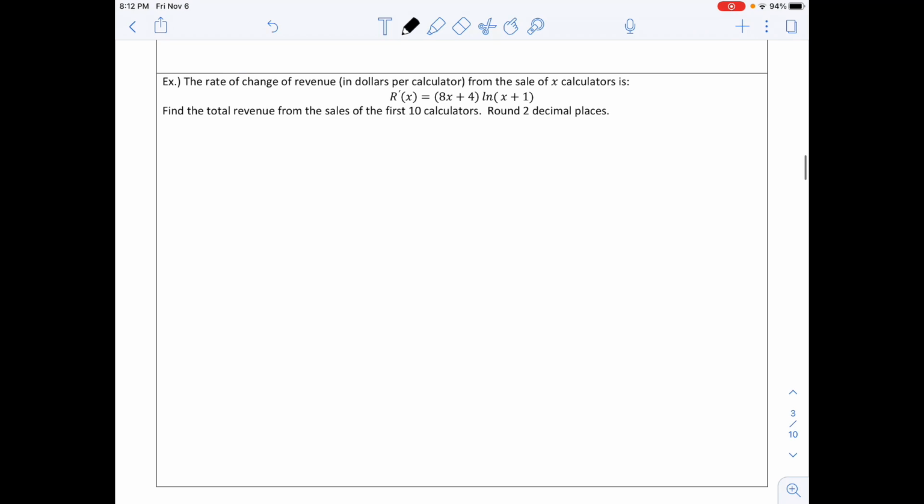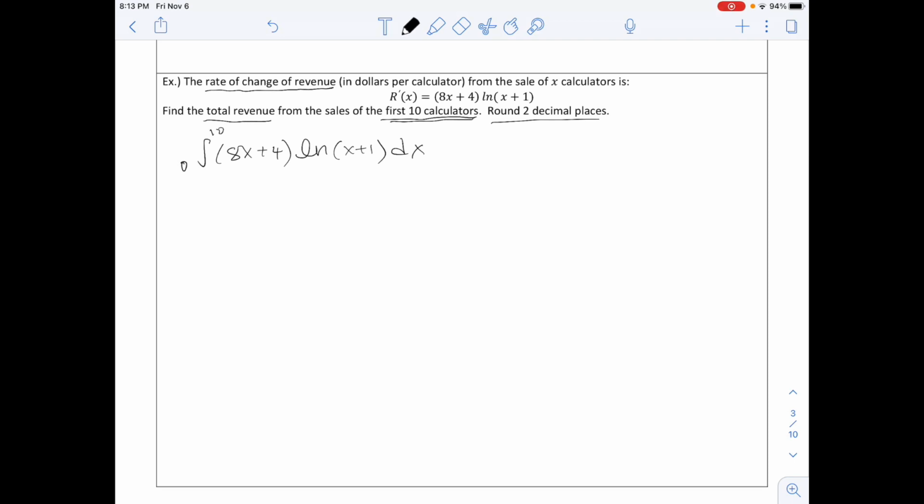Right below that example, it says the rate of change of revenue in dollars per calculator from the sales of x calculators is, and we have a marginal revenue function. I want you to notice that it is the rate of change of revenue, so it is written as a derivative. Find the total revenue from the sales of the first 10 calculators, and then it says to round to 2 decimal places since we are dealing with money. So I need to go ahead and set this up, and so I'm going to have an integral in order to get back from my marginal revenue or my rate of change of revenue to my total revenue function, and that is going to be 8x plus 4 times ln of x plus 1, and I am going to be integrating with respect to x, so dx, and my integral, since it's for the first 10 calculators, is going to go from 0 to 10.